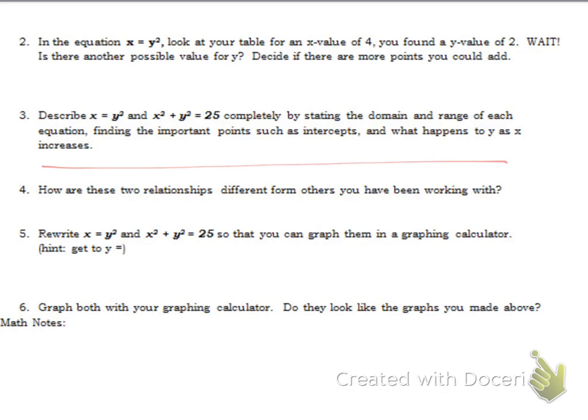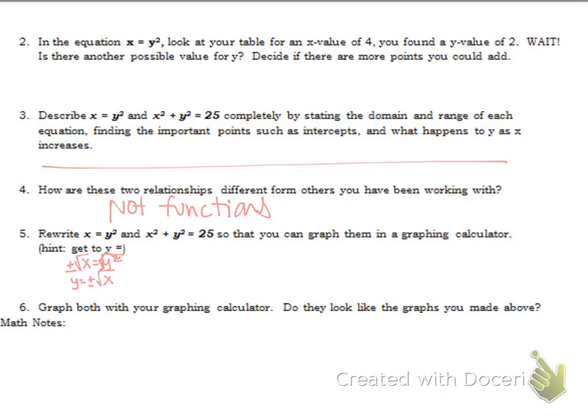How are these two relationships different from all the other ones we're graphing? These aren't functions. They don't pass my vertical line test. Okay, how can we rewrite this so we can graph it? Well, we always need it in y equals form. So if I take this first one, the opposite of squaring is square rooting. So I square root both sides, but when I solve and square root, there is a positive and a negative side to it. So that gets us the top and bottom of that parabola turned sideways.